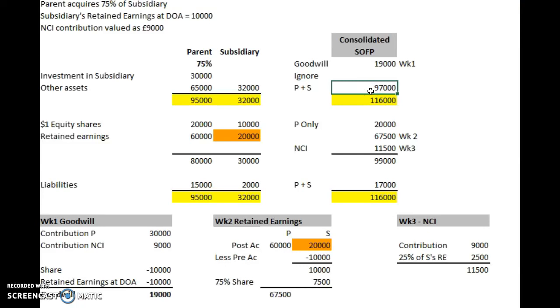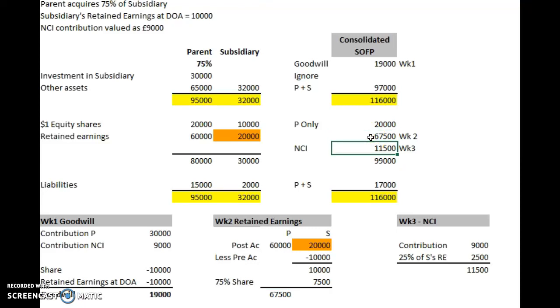The other assets was a simple calculation, parent plus sub. Equity shares, parent only, 20,000. Retained earnings required a calculation. It's the retained earnings, or the total amount for the parent, plus the post-acquisition earnings of the sub, and just the parent's share of that. So £20,000 post-acquisition earnings less £10,000 pre-acquisition gives £10,000. 75% of that is 7,500. We add that to the parent's own retained earnings to give us a figure of 67,500.